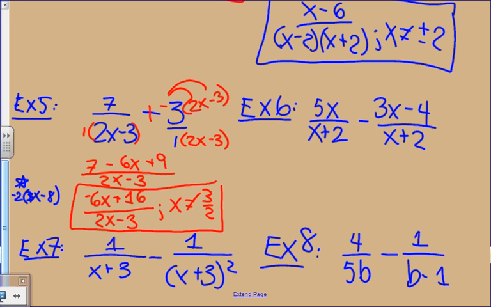Okay, so what's my big advice on this one? Plus, minus, plus, super, super important. Leading up to 5x minus 3x, 2x plus 4, all over x plus 2. Do you see up in the numerator? 2 times x plus 2, all over x plus 2. So it equals 2.